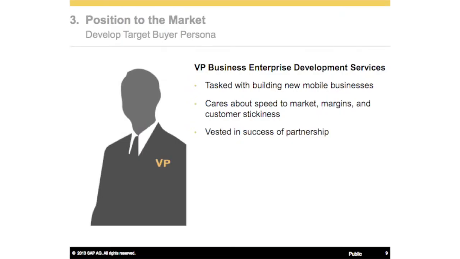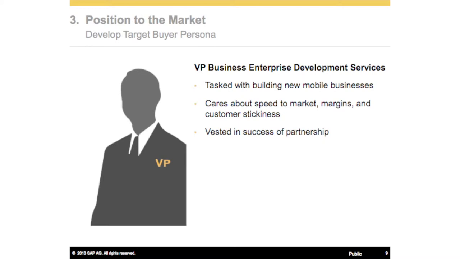After we chose our segment, the next step is developing the target buyer persona. The target buyer persona is the person you're going to position all your messaging to. That is usually a fictional character in a targeted demographic, with certain attitudes or behaviors, and it's really important with any of your messaging that you know who you're targeting it to. Our target persona was the VP of Business Enterprise Development Services, the person tasked within the managed service business with building new mobile businesses.